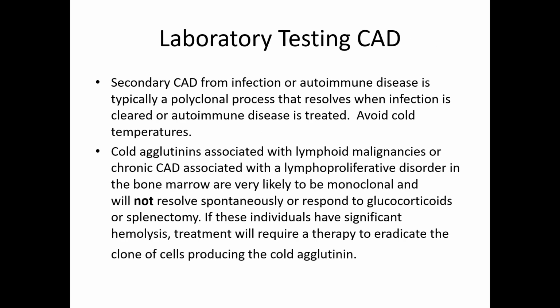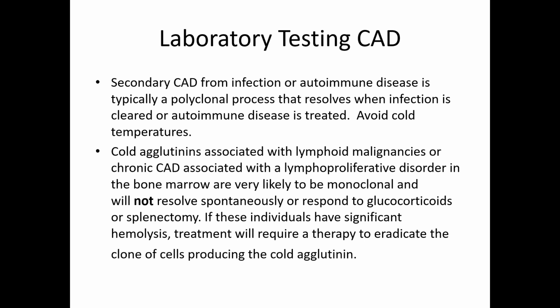So laboratory testing that's done in cold agglutinin disease, again, when you have secondary causes, you'll be looking for infection or autoimmune disease. These typically have a polyclonal process so that if you can get a hold of their underlying disease, or if it resolves, typically you don't have to do anything thereafter. Very infrequently will they require a significant amount of transfusion support, but you may advise them about avoiding cold temperatures or traveling to cold regions.